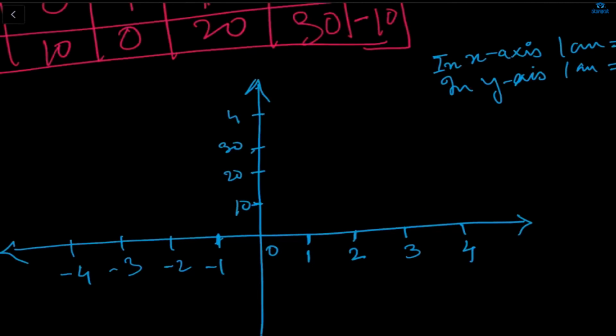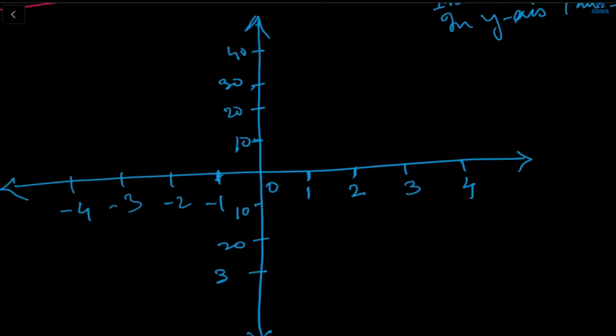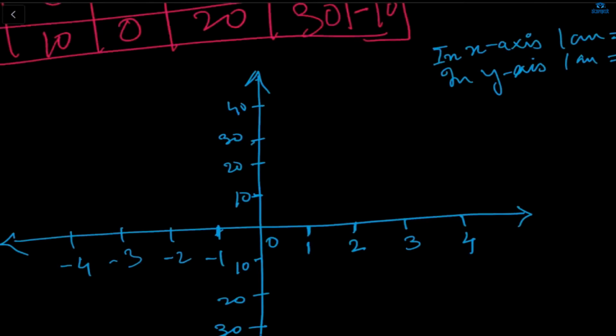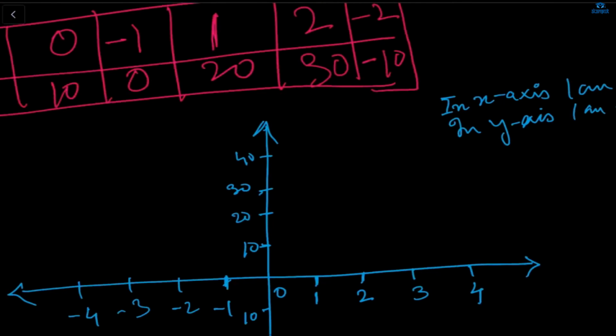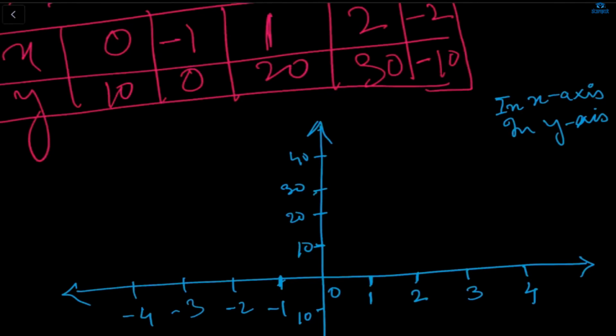30, 40, 10, 20. Okay, now the first point is your 0, 10. That will be this point. I'll use a different color. 0, 10. Okay, minus 1, 0.